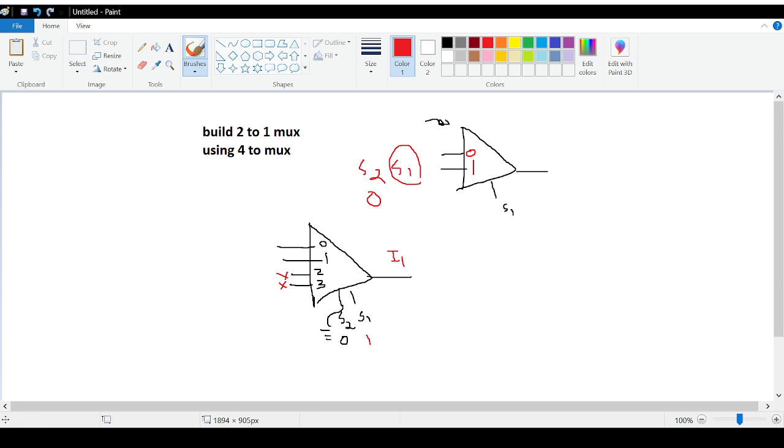Okay, one student had a question in the last class: what do we do with these inputs? Now, if you want, you can ground them or you can make them high. It does not matter, because as long as S2 is 0, these inputs will never be chosen. To choose input 2, you need to pass 1, 0. For 3, you need to pass 1, 1. For that, S2 has to be 1, right? Since S2 is grounded, 2 and 3 can never appear in my output.